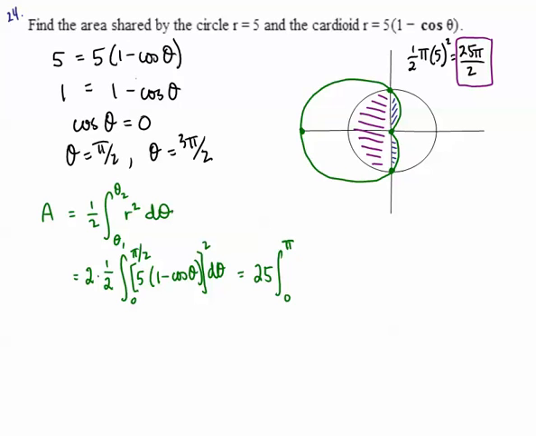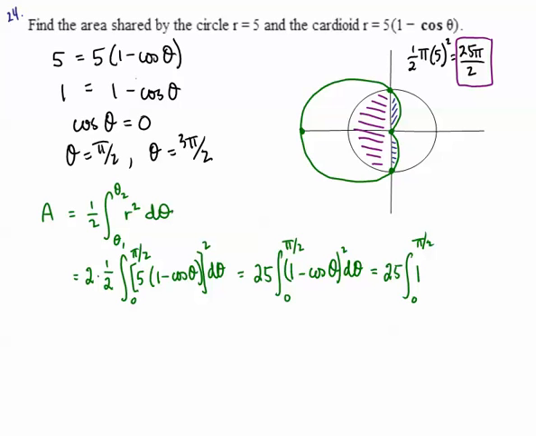Integral from 0 to pi over 2 of (1 minus cosine theta) d theta, (1 minus cosine theta) quantity squared d theta. Now the only way that we're going to be able to integrate that is we have to multiply that all out, and it gets messy, but we don't have any other choice here, and we're going to need a trig identity to complete the integration part of it.